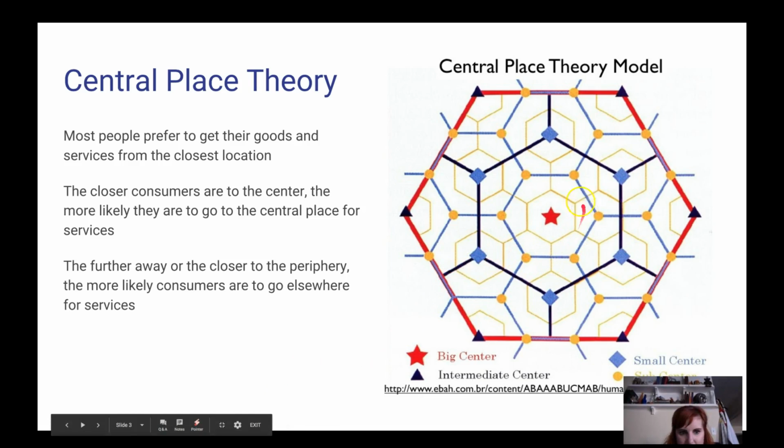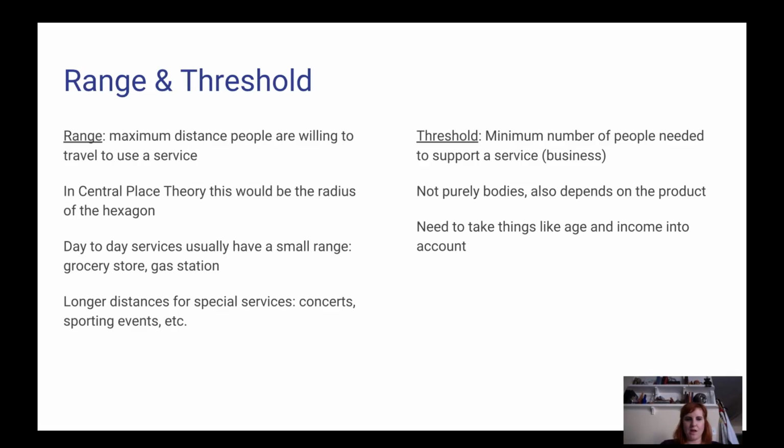So the closer that consumers are to the center, the more likely they are to utilize that place for their services. Okay? So it wouldn't make sense for, let's say, people in this town over here to go all the way over to this center, right? They're going to go to the closest one, which is right here. All these hexagons are borders, okay? So the further away or closer to the periphery, the more likely consumers are to go elsewhere for services, okay? Basically what I just showed you.